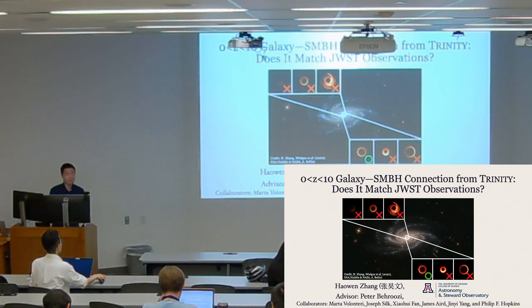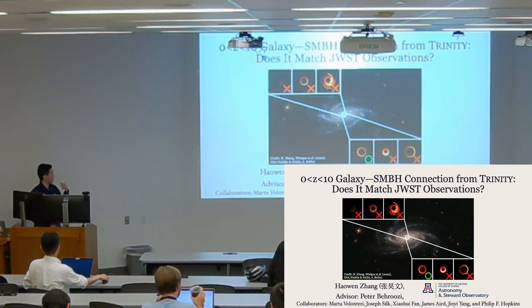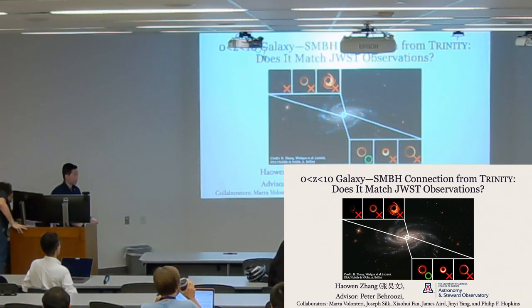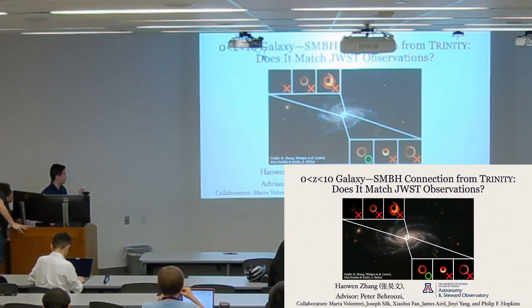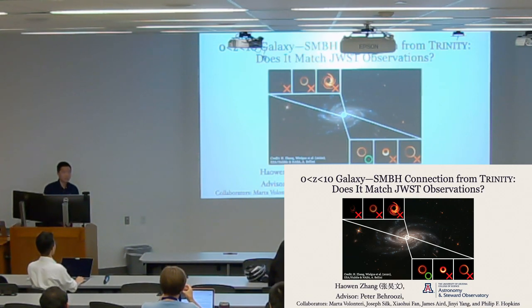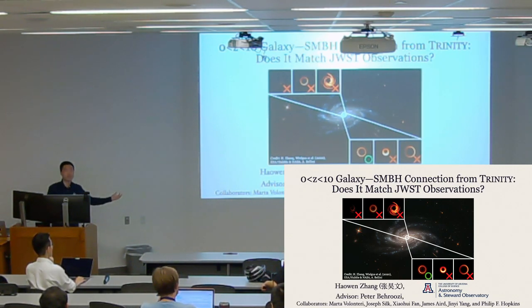Hi everyone. I am Haowen Zhang, and currently I am a finishing graduate student from the University of Arizona. So today I want to briefly talk about my PhD work, which is this empirical TRINITY model of galaxy versus black hole connection from redshift 0 to redshift 10. And specifically, I want to discuss whether our high redshift AGN predictions match what we see with JWST very recently.